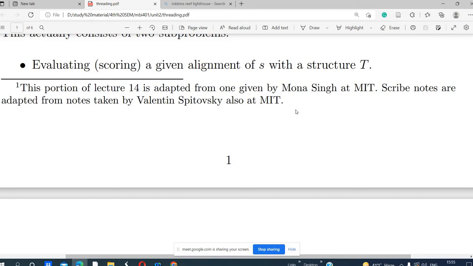These notes I have taken from Mona Singh at MIT. You can also download these notes from there.